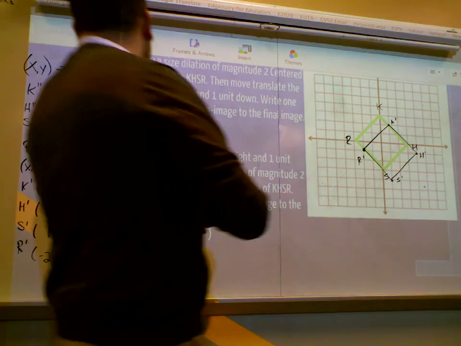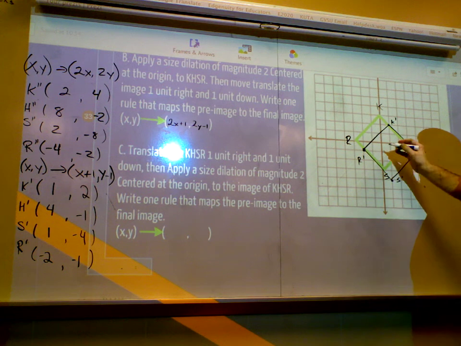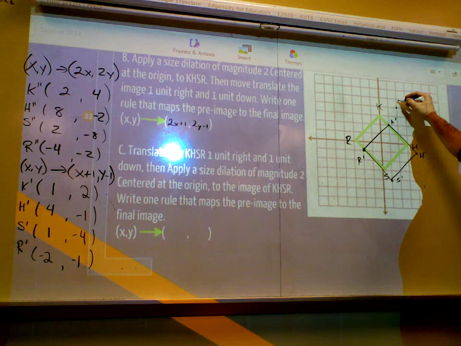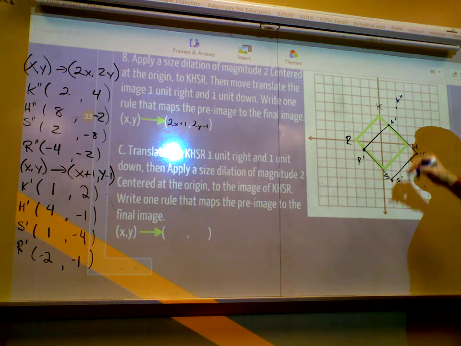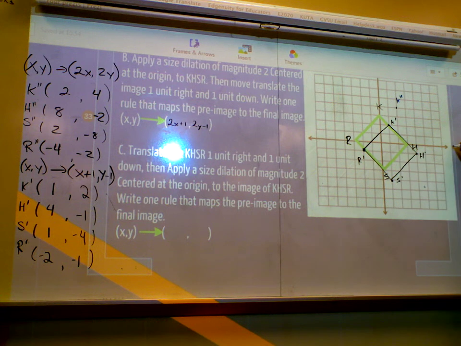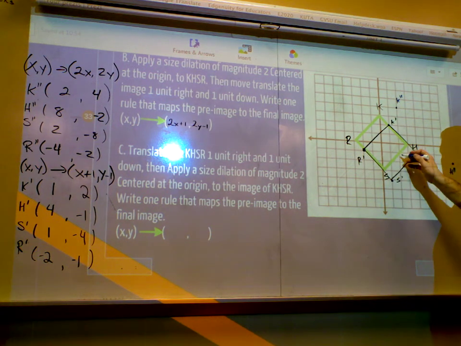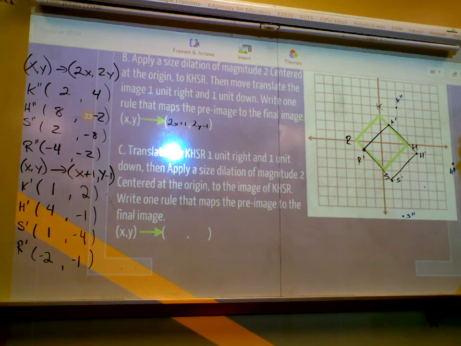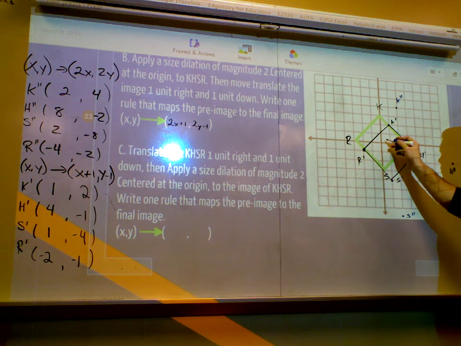Okay? So let's plot some points then. Let's just see what it looks like. 2, 4. So this is K double prime. 8, negative 2. Okay. Try and give you enough space. 8 will go 1 off here. Negative 2 will go right there. This was H double prime. 2, negative 8. Okay, sorry to go off the page. Negative 4, negative 2.